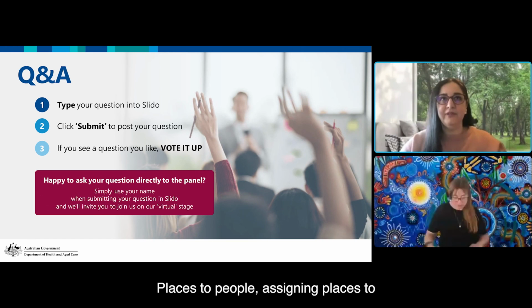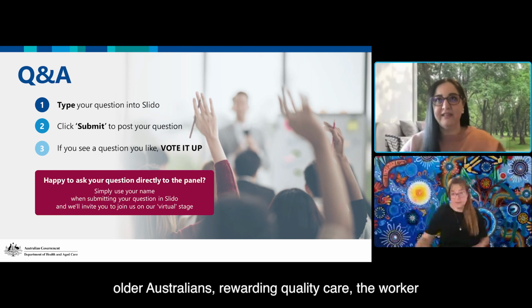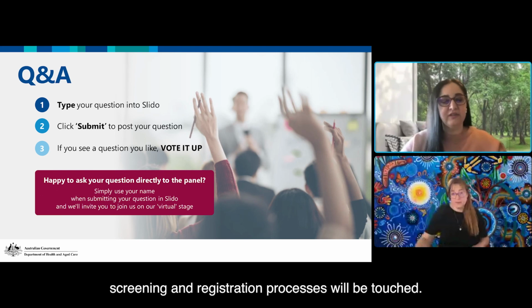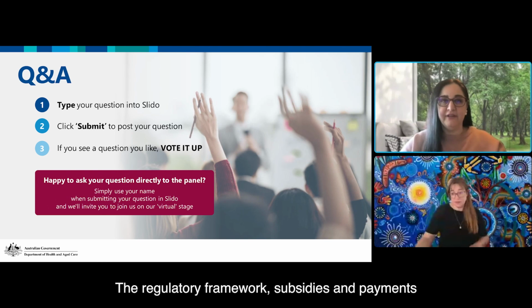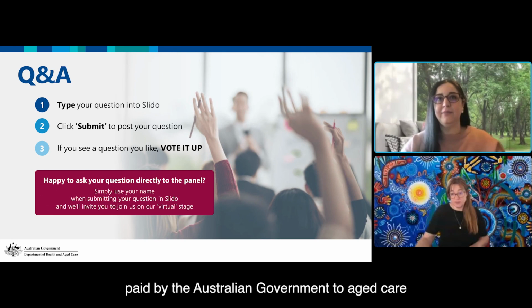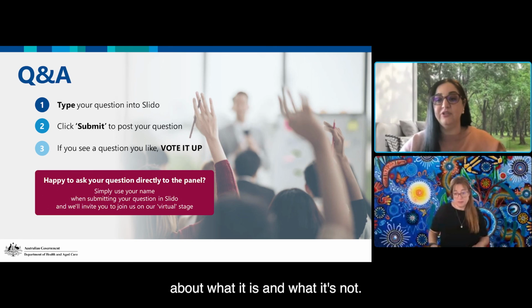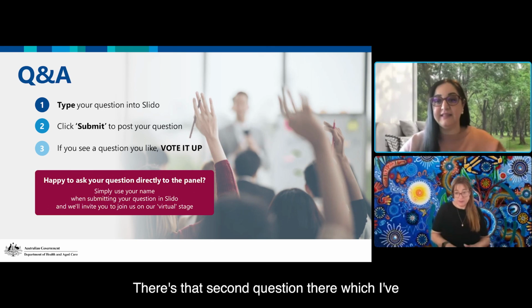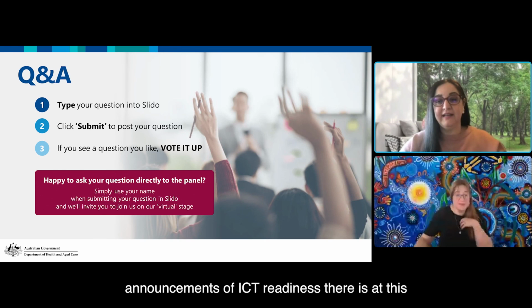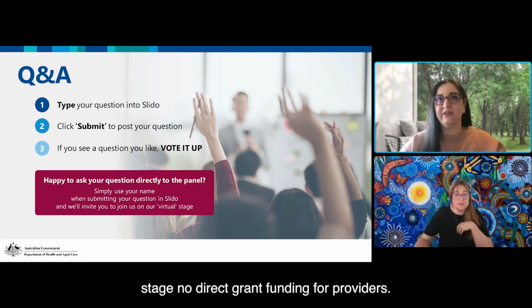Places to people, assigning places to older Australians, rewarding quality care. The worker screening and registration processes will be touched, the regulatory framework, subsidies and payments paid by the Australian government to aged care providers under the new Act. So quite a lot of benefit there, but being specific about what it is and what it's not. There's that second question there, which I've kind of answered within the budget announcements of ICT readiness. There is at this stage no direct grant funding for providers.